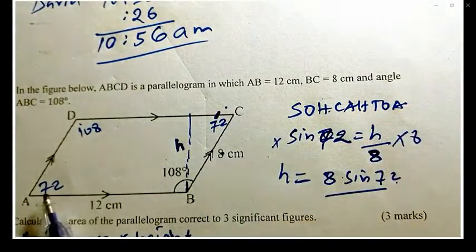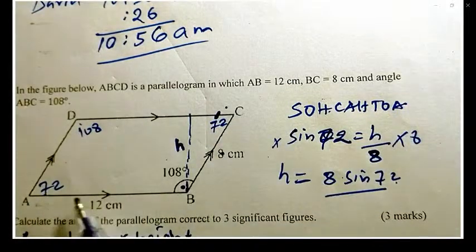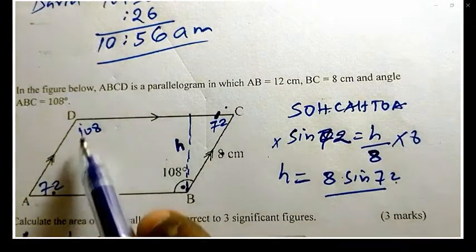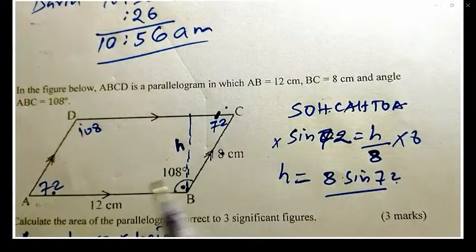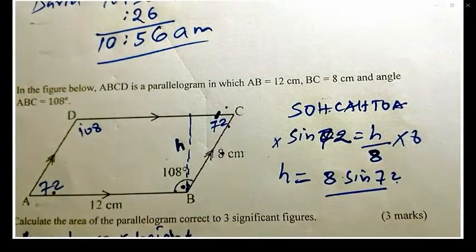So hapa katuriki kalikuwa tu kutafuta the height using, you refer uelewe that this angle, they are adjacent and they add up to 180. So this and this 180, this and that 180, this and this they are equal, this and that they are equal. You need to understand those properties very well.